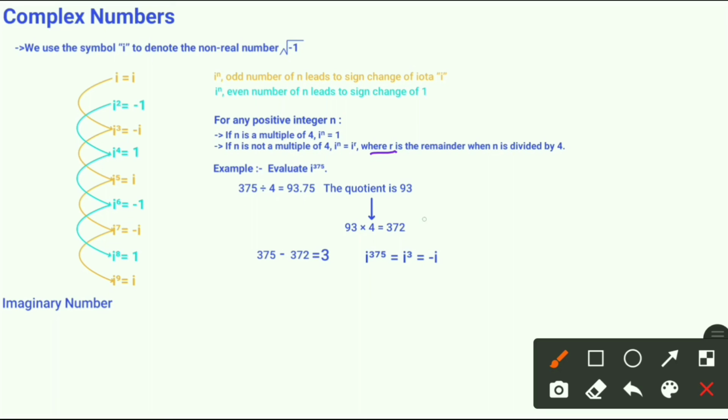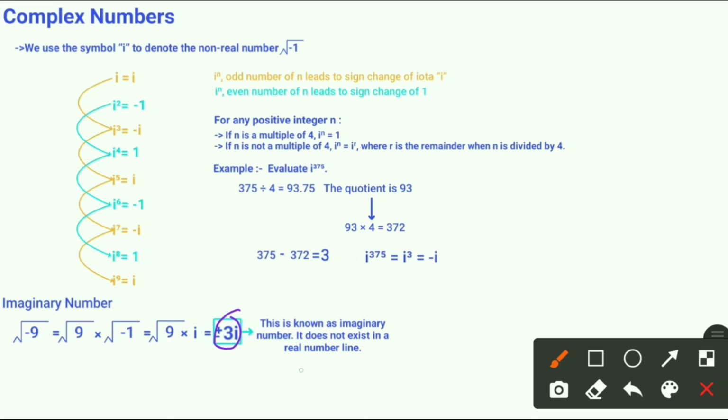Evaluate this. 375 upon 4 is equal to 93.75. The quotient is 93. 93 multiplied by 4 is 372. Then 375 minus 372 is equal to 3. Then iota cubed is obviously iota multiplied by iota multiplied by iota, iota squared multiplied by iota, minus 1 times iota. So minus i.